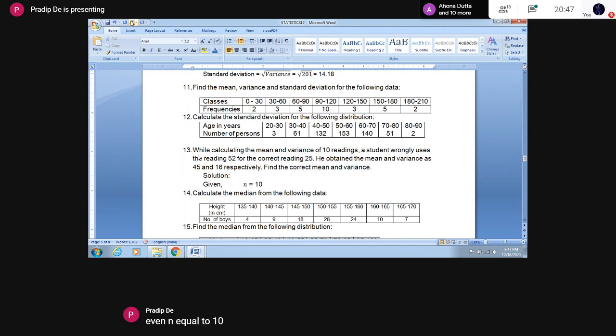Here n is equal to 10. What else? So please wait.